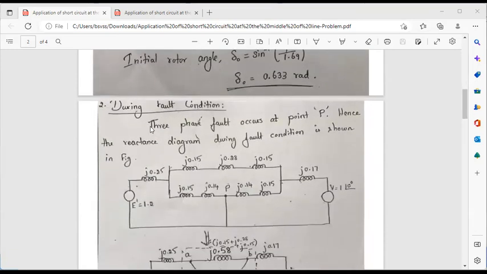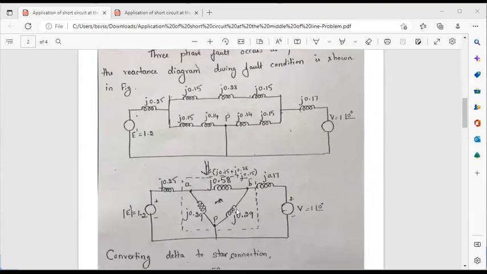Second, during the faulty condition, we have to analyze the circuit. If you take the fault condition, here the fault has occurred at the center of the second line. So what will happen? This circuit gets split. The second circuit gets split into two, and this will be connected to this circuit.